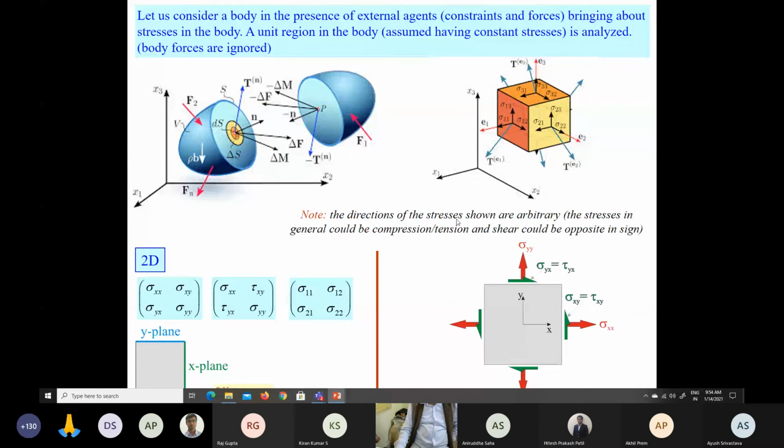Note the directions of the stresses shown are arbitrary. The stresses in general could be compression, tension, and shear, and could be opposite in sign. So it is shown just for your idea as a pictorial representation, but the actual directions of the stresses are arbitrary.